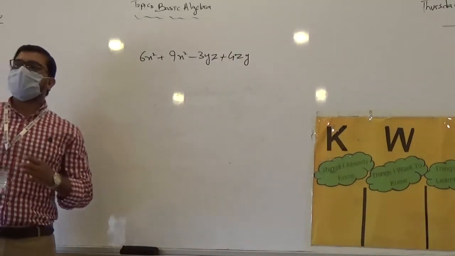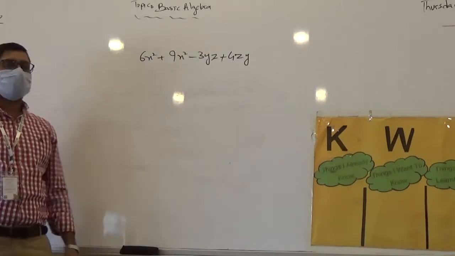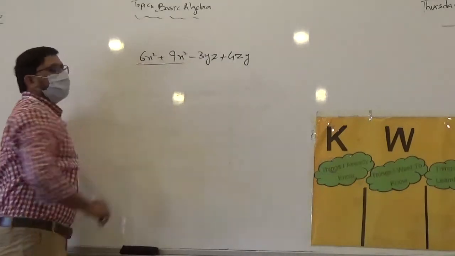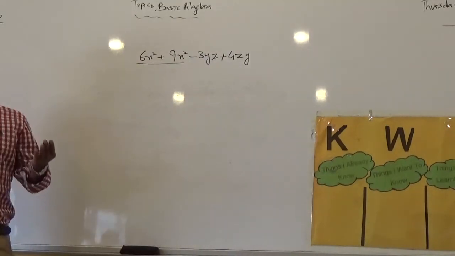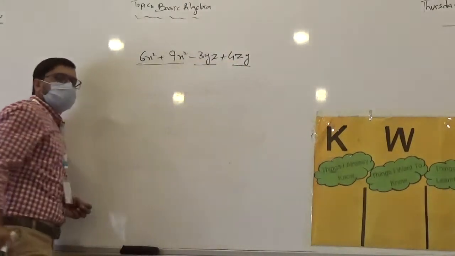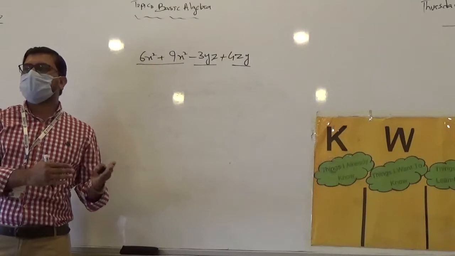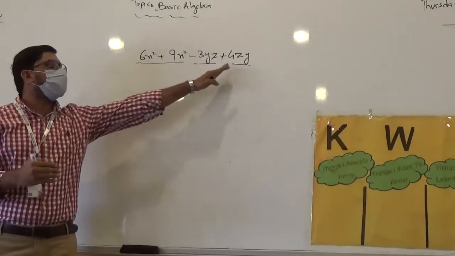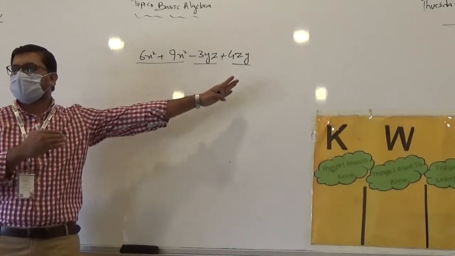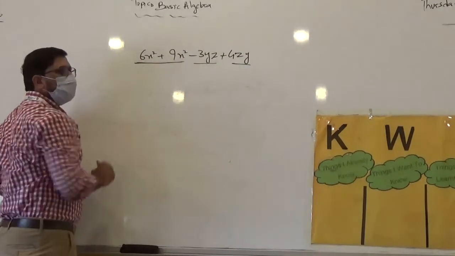The very first thing we have to check is, do we have any like terms here? Yes, 6x squared and 9x squared are like terms. What is the difference between yz and zy? No difference, it's just the formation. In the first term z was written in the second place, and in the second term z was in the first place. Basically the variables are the same. So these are like terms.